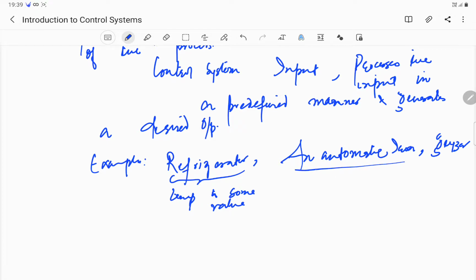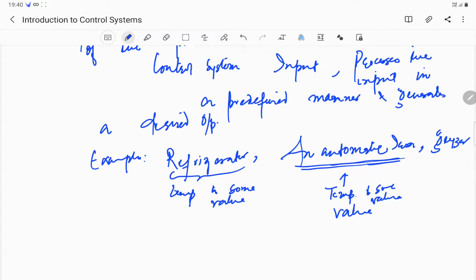Likewise, an automatic iron is again an example of a control system. What happens in case of an automatic iron is that we set the temperature to some value. When the temperature reaches that value, the automatic iron automatically turns off. So while ironing, we first set the temperature to some value and then go on ironing, and the temperature doesn't reach a higher value which otherwise would burn our clothes.